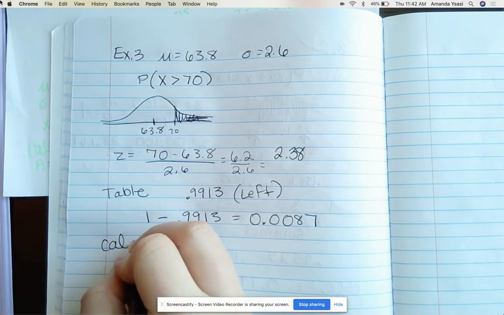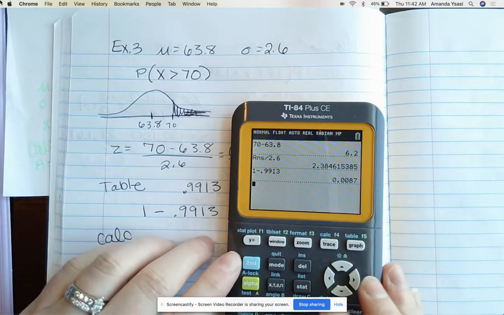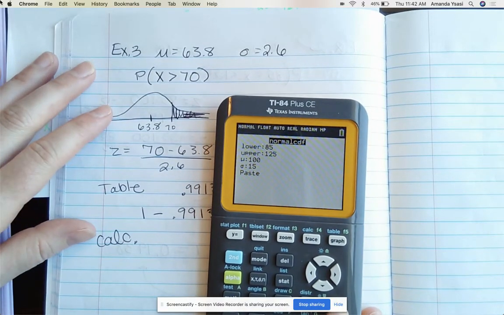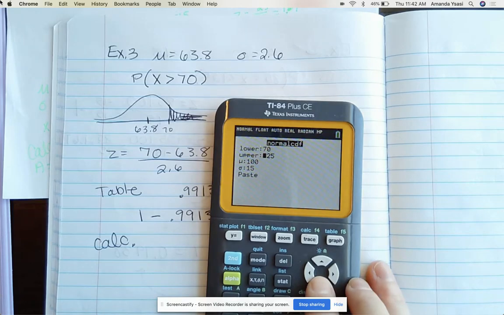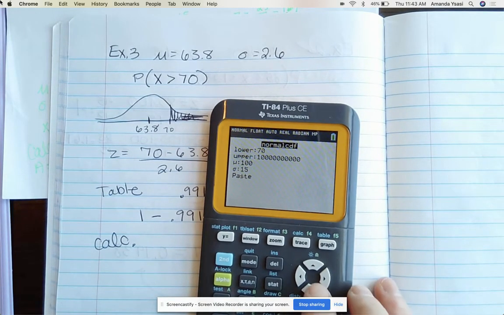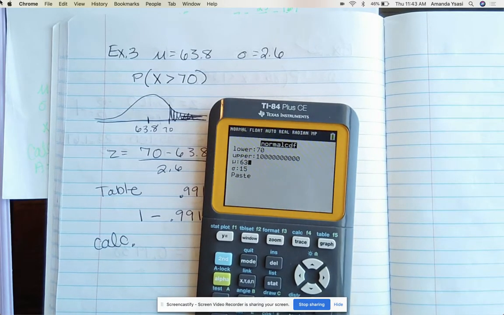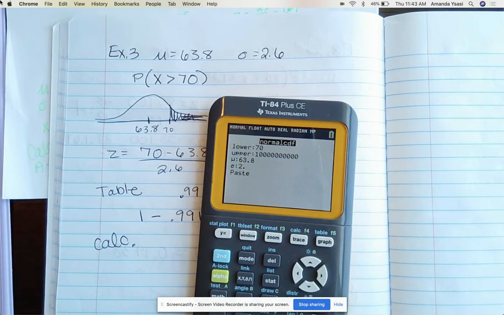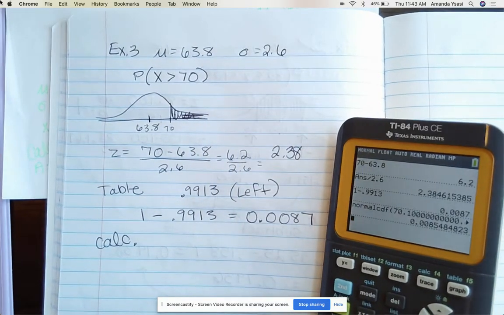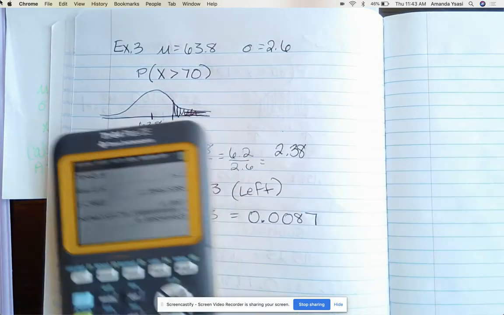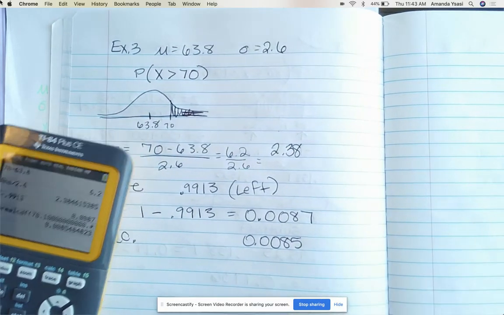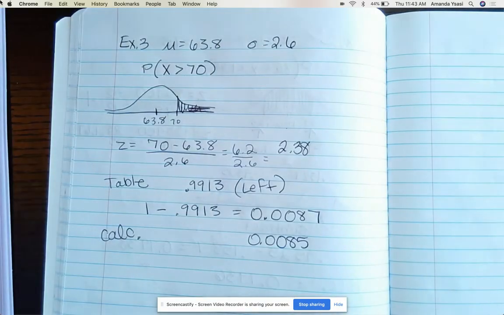So in order to do the calculator on this, we would do the same thing, second VARS, normal CDF. Our lower is going to be 70. Our upper is going to be just a huge number, so I'm just going to put a really big number. 63.8 and then 2.6. 0.854, pretty close. 0.085, pretty close. All right, so y'all are getting the hang of that, hopefully.